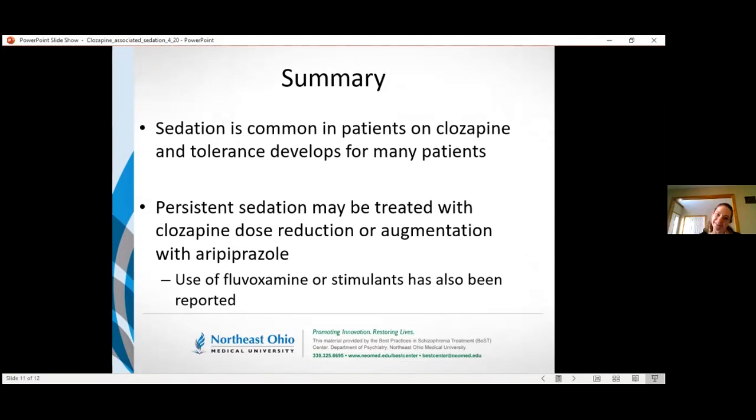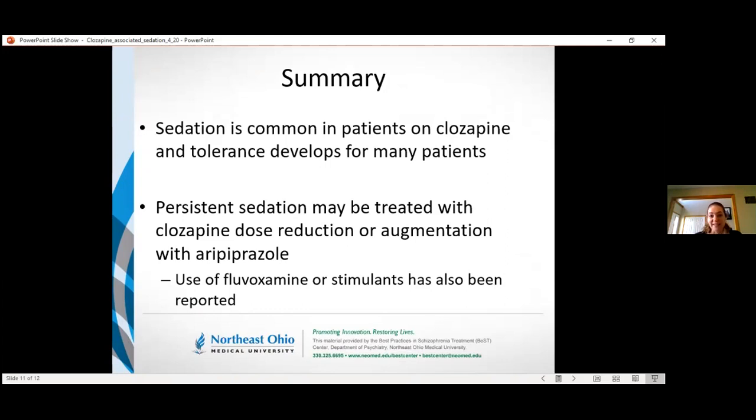So to wrap up, so we save time for discussion and cases. Sedation is incredibly common. You're likely to see it in anywhere from a quarter to more than 2/3 of patients who take clozapine. And while quite a few can develop tolerance in the first month to 6 weeks, if they continue to have symptoms, we may want to consider what else could be done.